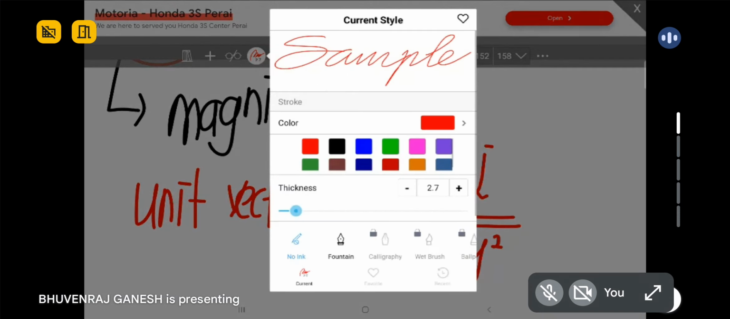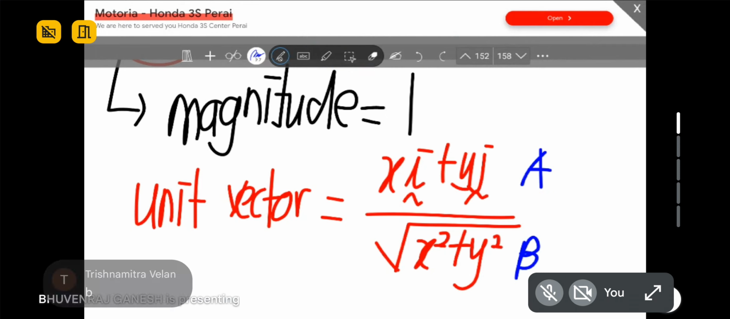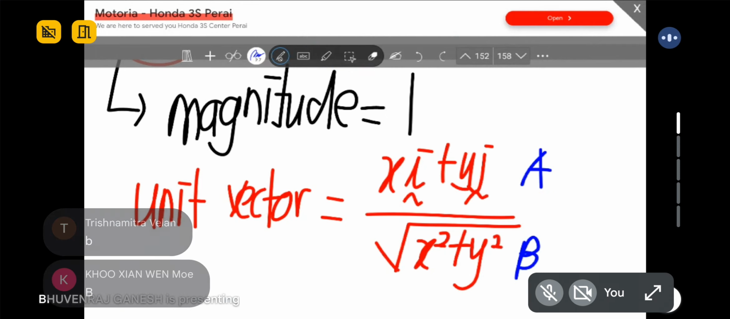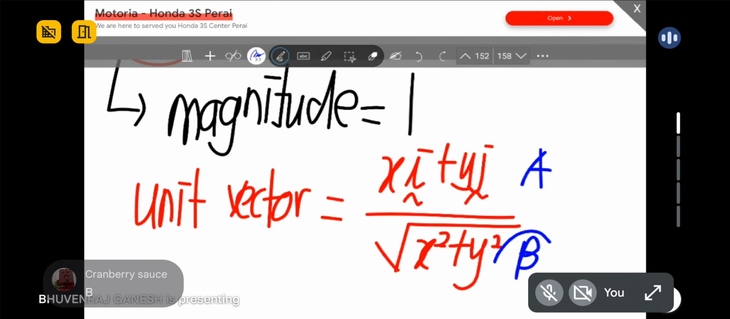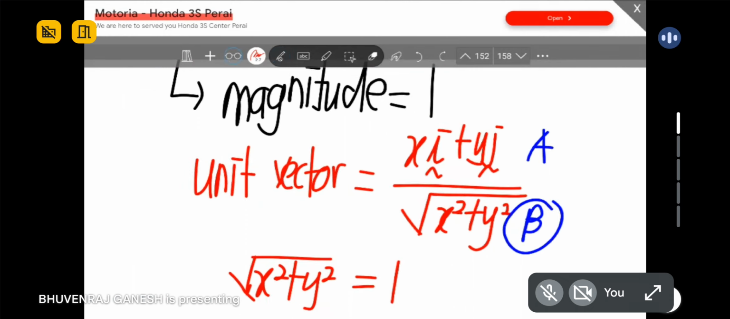Okay, so which one is magnitude, guys? A or B? Mana yang menunjukkan magnitude? Okay, the answer is B. Very good. So you must just know that square root of x square plus y square is equal to 1. This is your equation, guys, because magnitude is equal to 1.